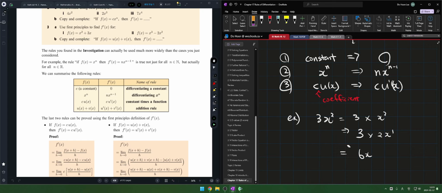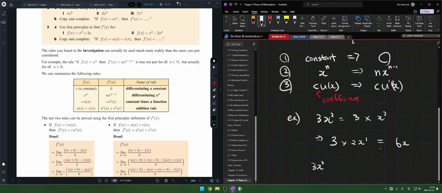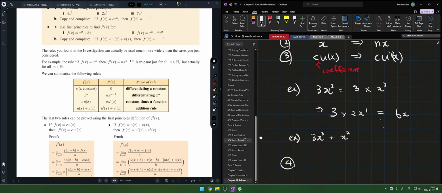Does it make sense? Yeah, Jeffrey? And what happens in cases, for example, if it was 3x squared plus x? Or 3x cubed plus x squared? Okay, so we're going to have 3x cubed plus x squared like this. We'll do that example right after we've talked about the fourth rule. The fourth rule is called the addition rule. So if you have u of x plus v of x, then if you find the derivative of this, we just simply find the derivative of u of x and the derivative of v of x, and we just add them together. So if it's addition, it's very simple: u prime of x plus v prime of x.